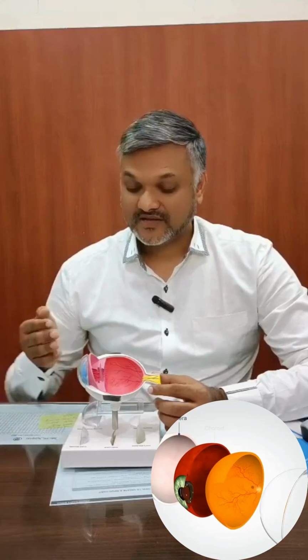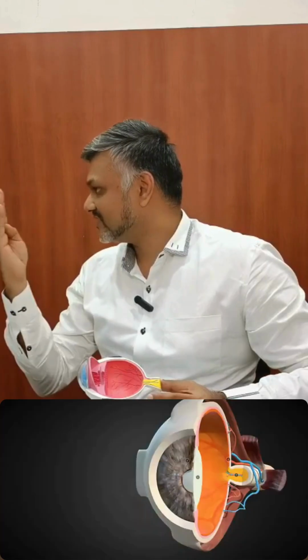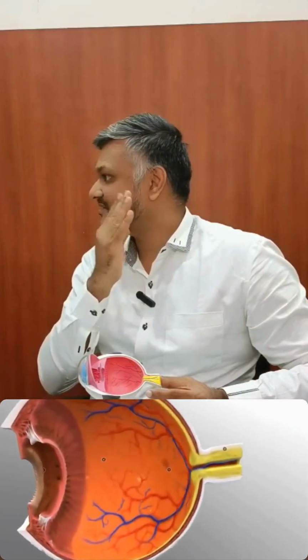So, we'll be talking about the eye structures from outside to inside, because when I'm looking here, this is the front part which is the outside, and the back part which is not seen is the inside. So this is what we'll be going forward with.